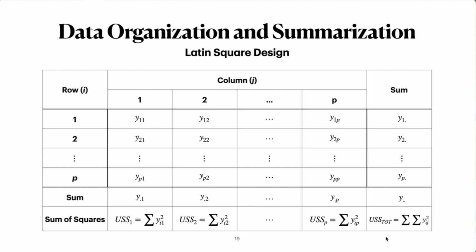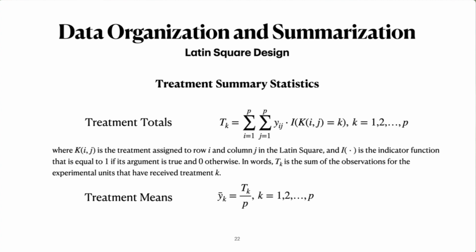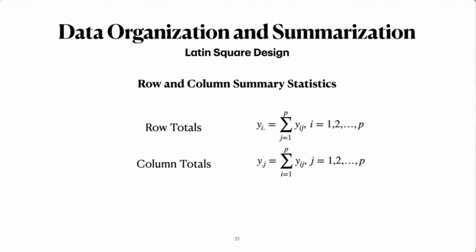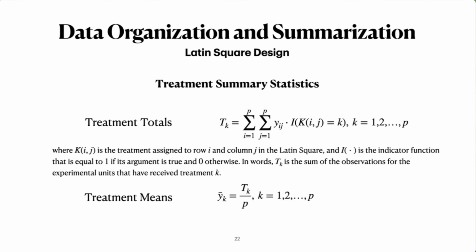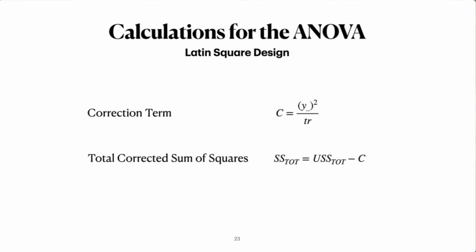All right, so once we've got these various summary statistics, the row and column summary statistics and the treatment summary statistics, then we can start doing the calculations to get the sums of squares for the ANOVA table. As is usual, we first calculate the correction term, denoted by C, which is equal to the square of the sum of all the observations in the experiment divided by the total number of experimental units, or the total number of terms in that sum, and that total is P squared. So that is how we get the correction factor.